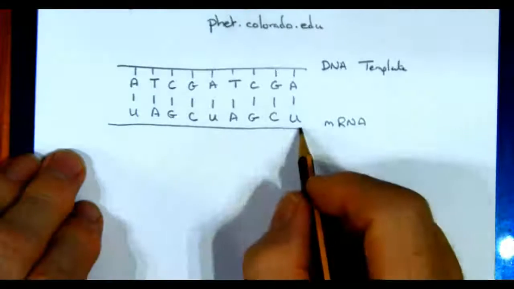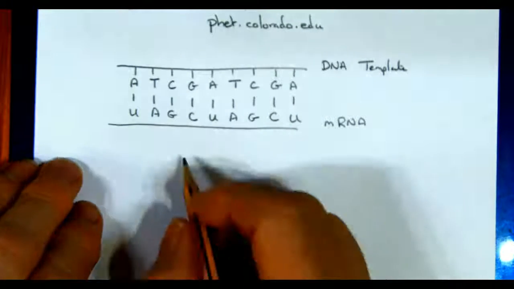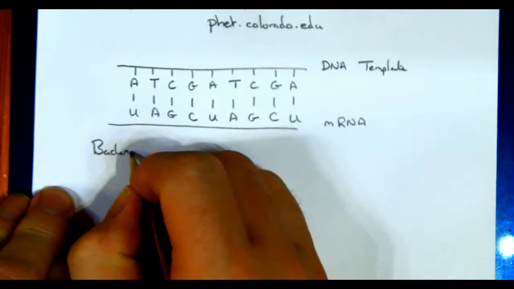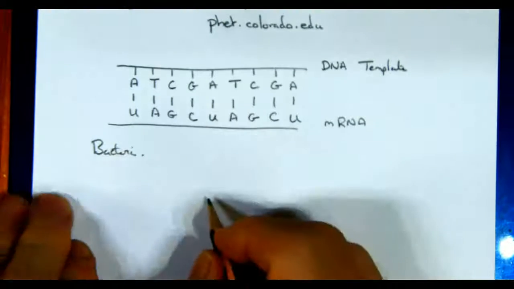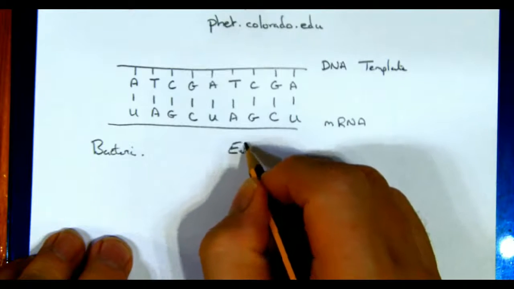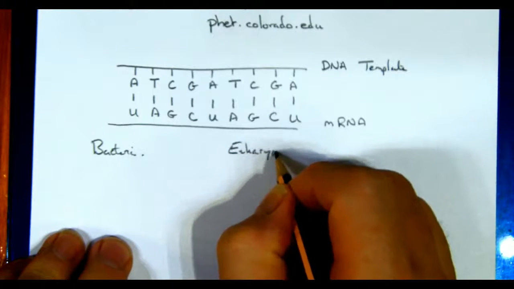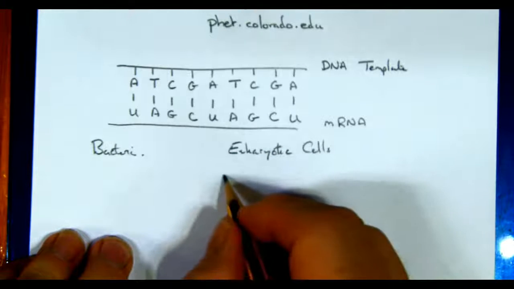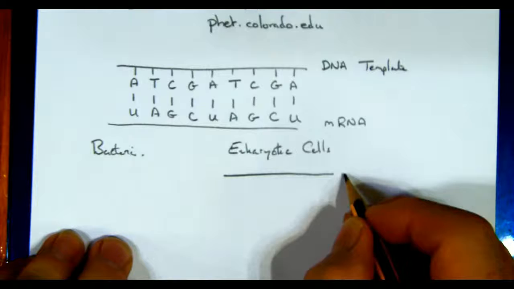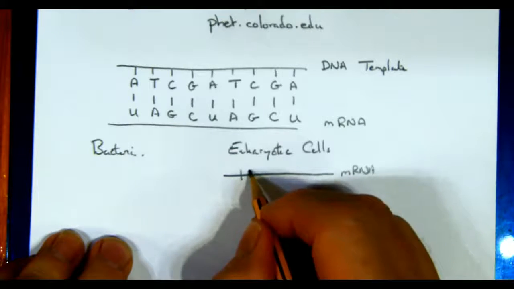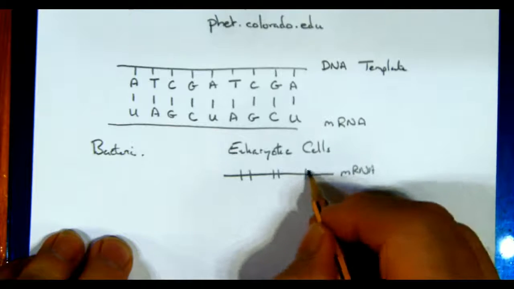There is my mRNA. In bacteria, this is the process that goes ahead. In eukaryotic cells, it might be slightly different. We might end up with a long piece of mRNA, and then we're going to have some chopped bits chopped out.